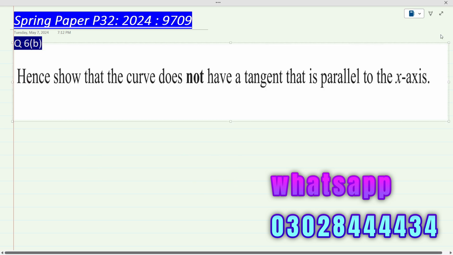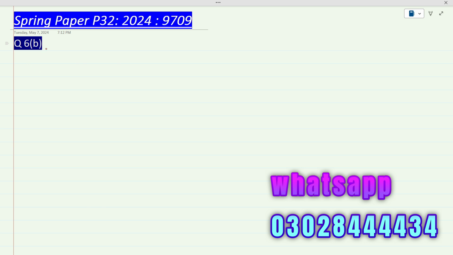Question number 6, B part: hence, using the previous information, show that the curve does not have a tangent that is parallel to the x-axis. A tangent parallel to the x-axis means that the gradient would be 0. If the gradient is 0 and there is no such point, it means we don't have such a tangent. As the derivative is 0 because the tangent is parallel to the x-axis, we equate our derivative to 0. So (2x minus 3y minus 1) over (4y plus 3x) equals 0.